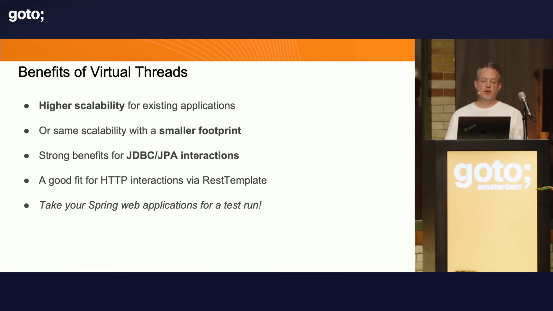6.1 milestones for Spring, and then try that with your web apps. Let us know if you switch to virtual threads, if you're seeing improvements, or if you run into any issues, please let us know and report them, and we will see how we can address those.